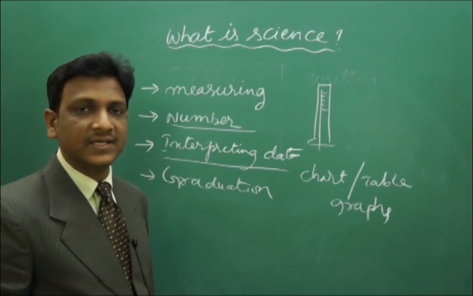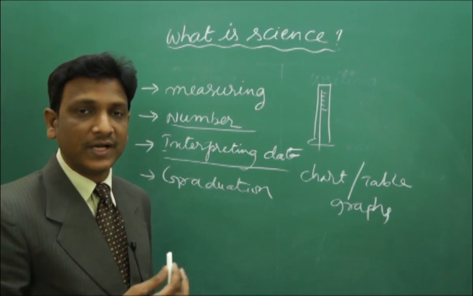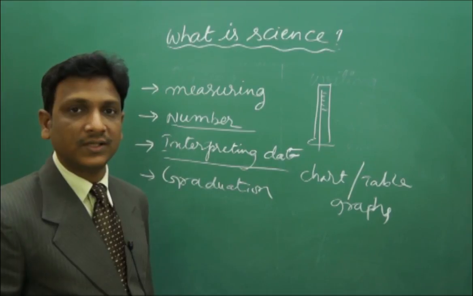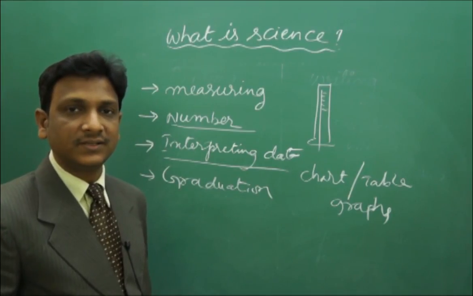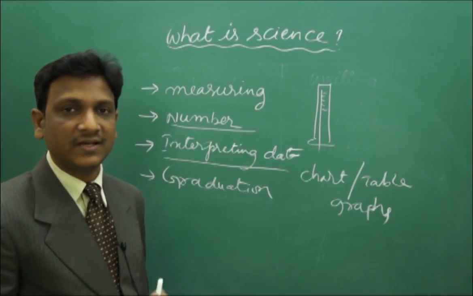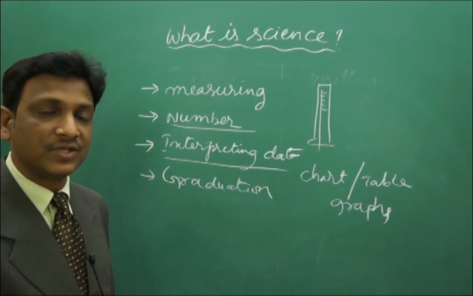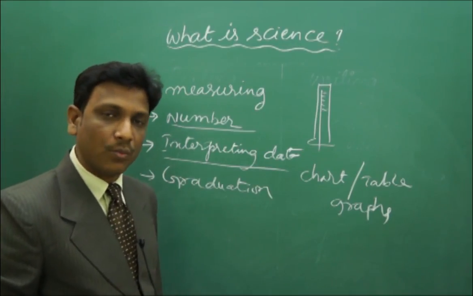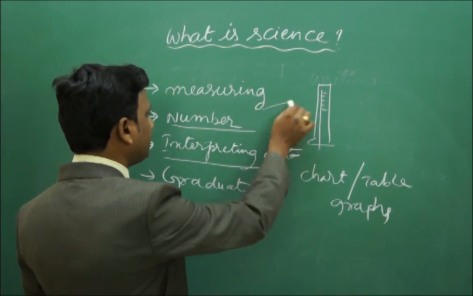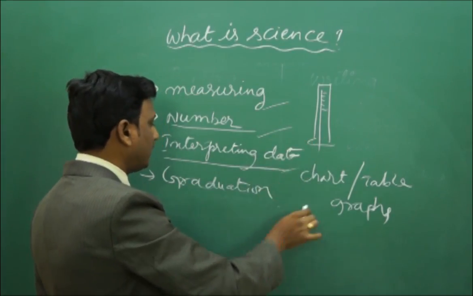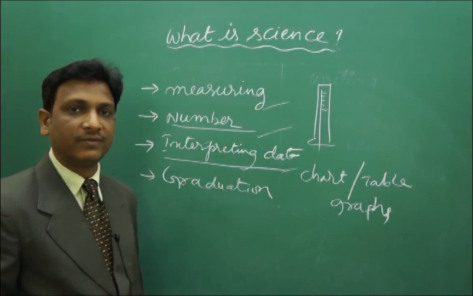For example, some chemical is mixed in some water. You are asked to find out how much chemical is mixed in the water. So how do you estimate it? You have to estimate in the form of numbers, units, this many grams. So to investigate how many grams of the chemical are mixed in the water, you need measurement, you need numbers, you need interpretation of the data, and you need presenting the data in the form of a graph or a chart.